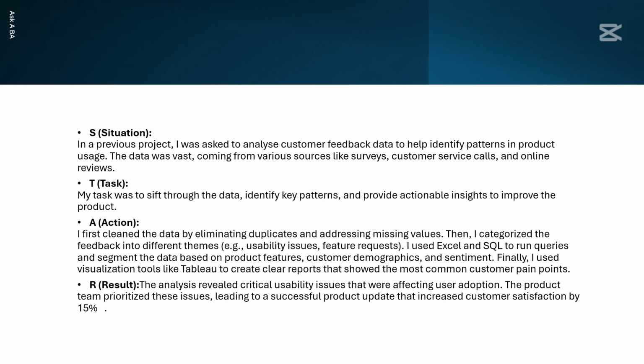One of the first things I did was to clean the data by eliminating duplicates and addressing missing values. Then I categorized the feedback into different themes. For example, I considered usability issues, feature requests. Then I used Excel and SQL to run queries and segment the data based on product features, customer demographics, and sentiment. Finally, I used visualization tools like Tableau to create clear reports that showed the most common customer pain points.